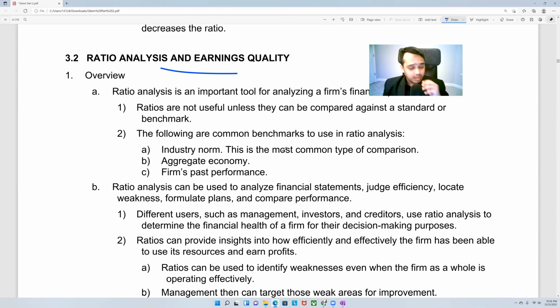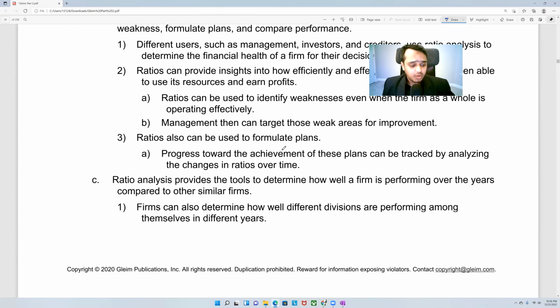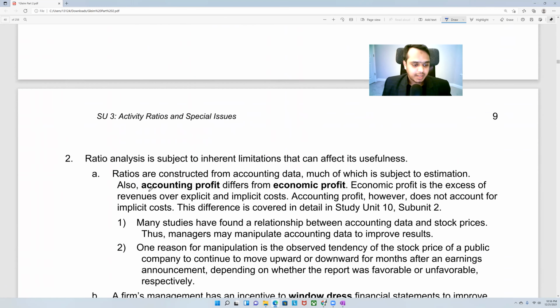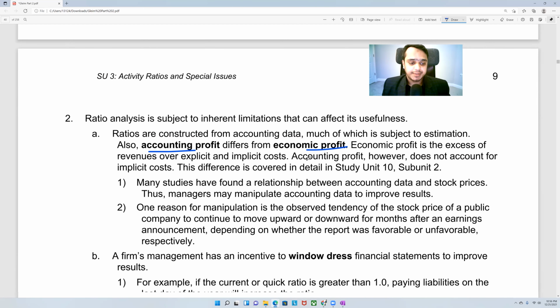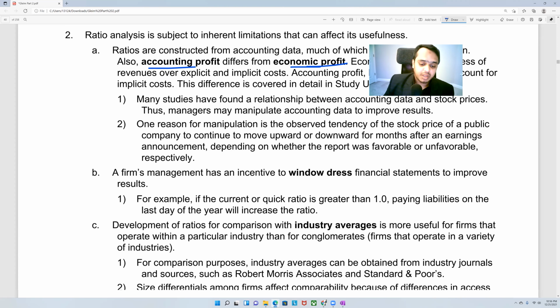It's a bit of a theoretical topic which you guys can go through, to understand why these analyses are done and what is understood from them. This is what we'll be doing in this ratio analysis and earnings quality. Overall, you should understand what economic profit and accounting profit are, and the difference between the two. Accounting profit is your normal profit, which you calculate. In economic profit, you also take into consideration the opportunity cost, the opportunity which is lost.